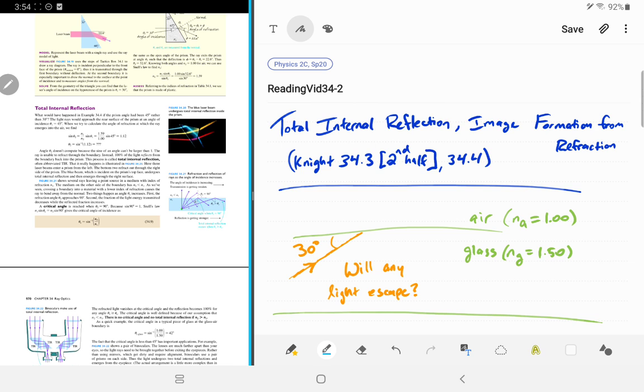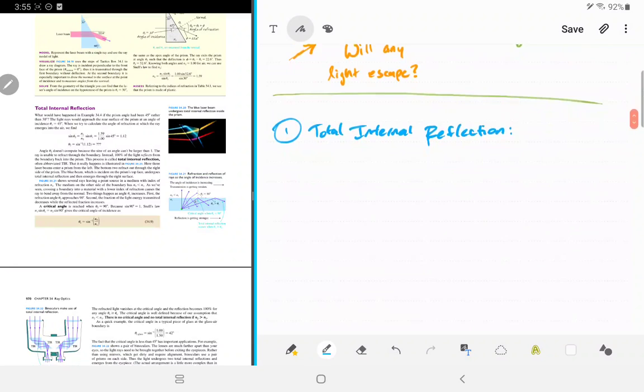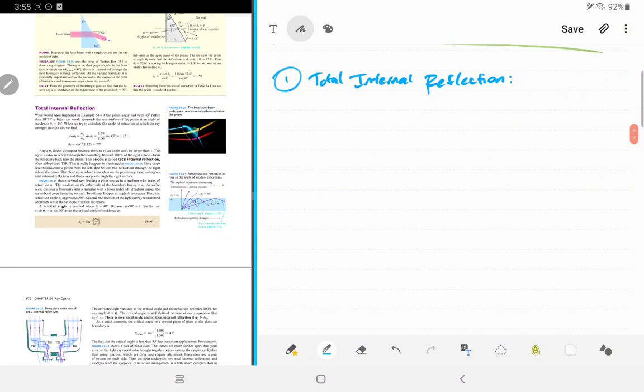Okay, let's get started. So this problem right here hints at what's going on. We have a light ray that's making an angle of 30 degrees with respect to the interface. And the question posed is, will any light escape? So we're starting off in the glass medium, and we're wondering if any light can leak out into the air. So we'll see why that might not be possible when we look at total internal reflection.